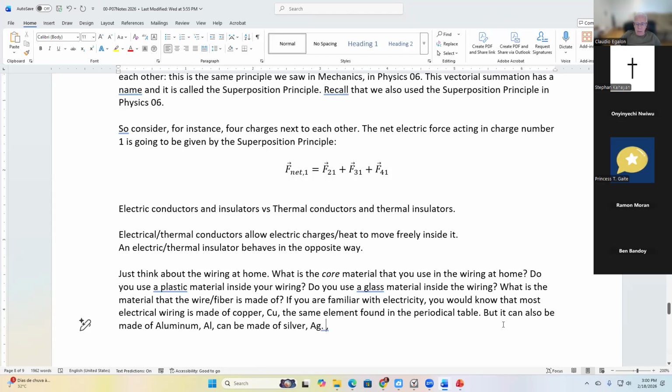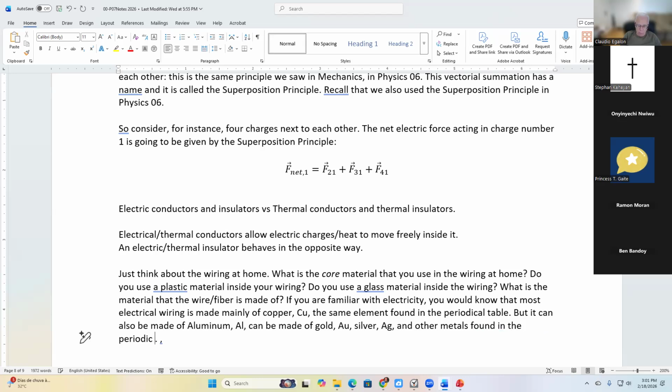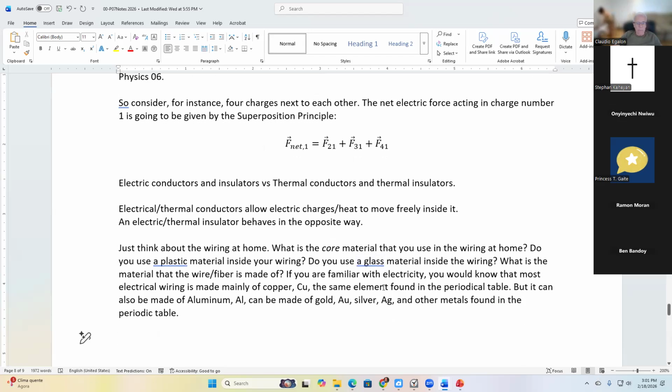If you're familiar with electricity, you'd know that most electrical wire is made mainly of copper, the same element found in the periodic table. But it can also be made of aluminum, or gold. Gold is Au, aurum, right? It can be made of silver, Ag, and other metals found in the periodic table.